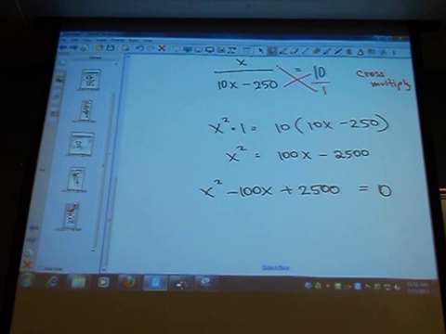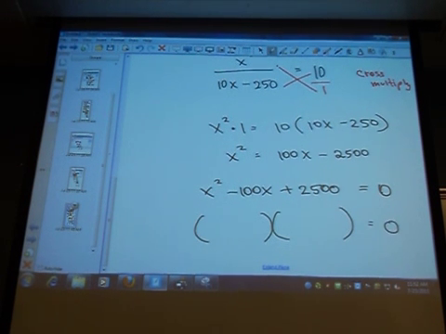Sides with 100x makes it negative. 2500 goes over and becomes positive. Okay, then I want to try to factor that. You guys should all have something that factors on this problem. I know x squared factors to x and x.